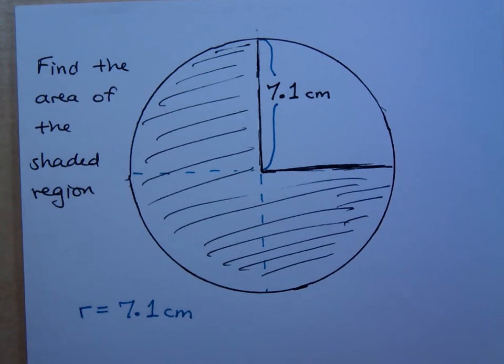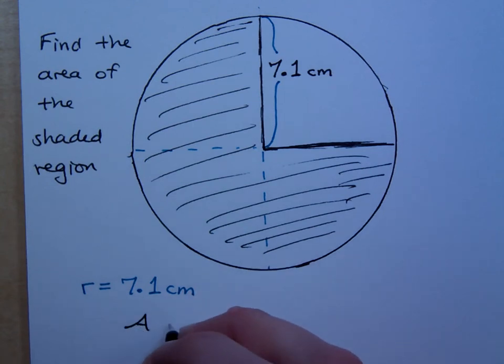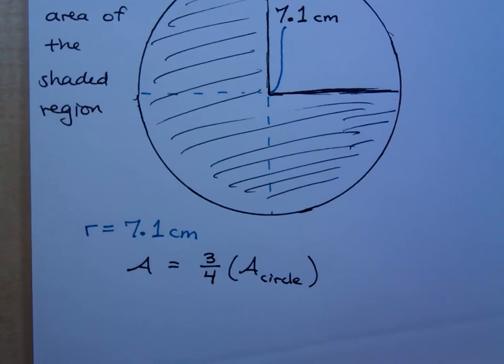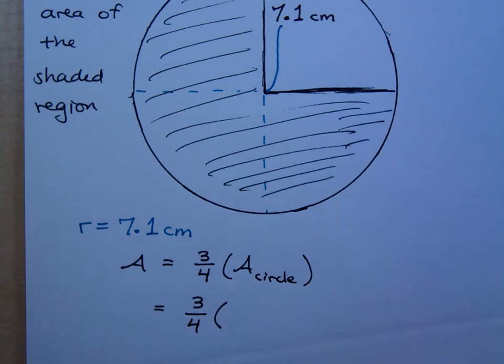So when I want to find the area for the shaded region, the area should equal 3/4 the area of a circle. Do you all agree with that? Okay, so let's keep working with this. That would be 3/4 times, what was the formula for the area of a circle?